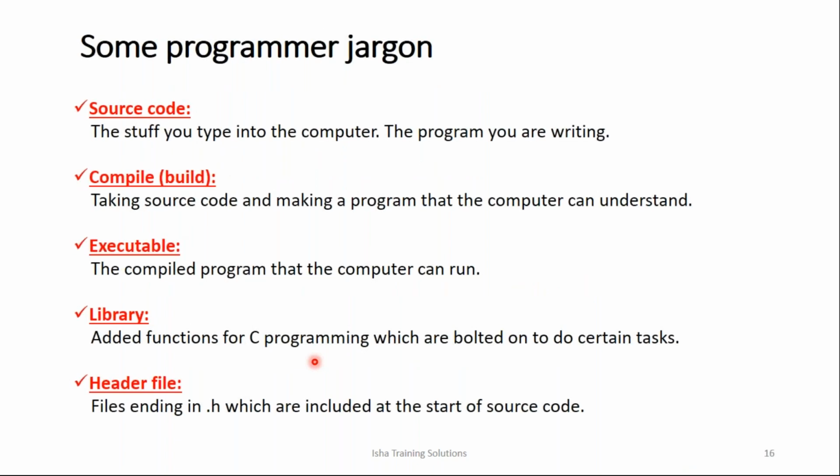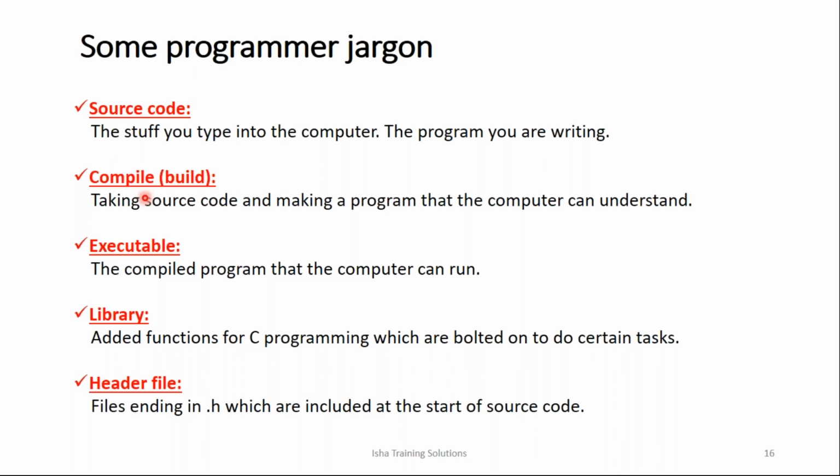And we are going to have some predefined jargon words in a C program, which a C programmer uses each and every time when typing the code. Source code is simply the code you are typing in the editor. The code you type in the computer is called source code.